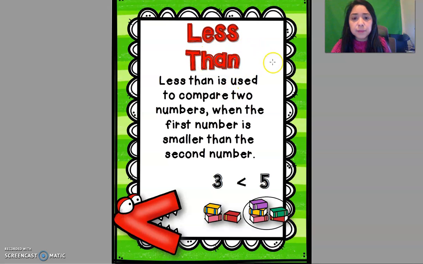This is the vocabulary card on less than. So less than is used to compare two numbers when the first number is smaller than the second number. So like I was telling you guys, you need to compare two numbers. So right here in the picture, we see 3 and 5. So I see 3 books right here, and I see 5 books right here. So I want you to tell me which number is bigger. The biggest number is 5, but 3 is less than 5.